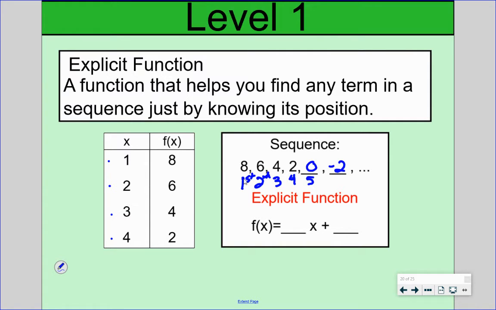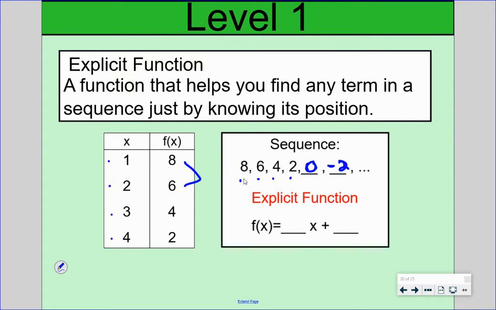Those will always be our counting numbers, 1, 2, 3, 4. Our sequence itself, this sequence of numbers right here, 8, 6, 4, 2, and then we can keep going 0, -2. These numbers can be anything. They could be decimals, they could be negatives, they could be different things. So as we're looking at this table, what we've done in the past is we've written our equations that we've written from tables.